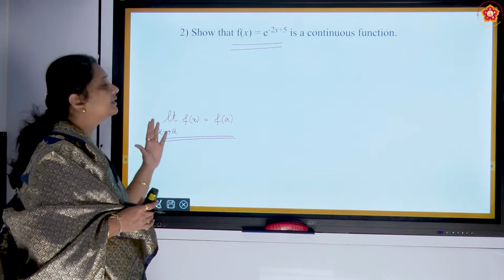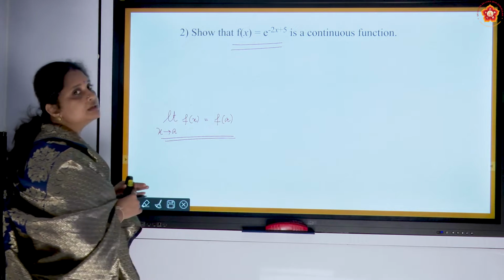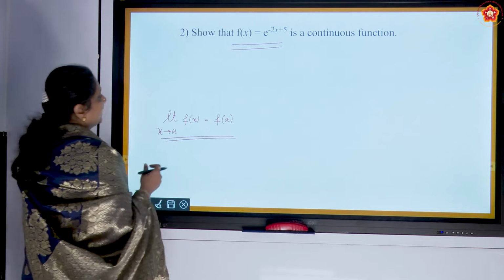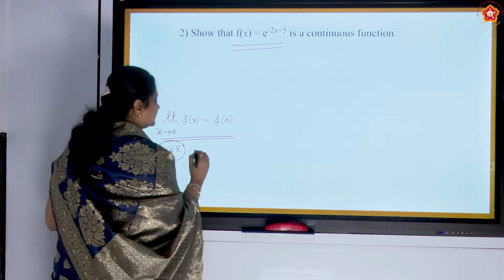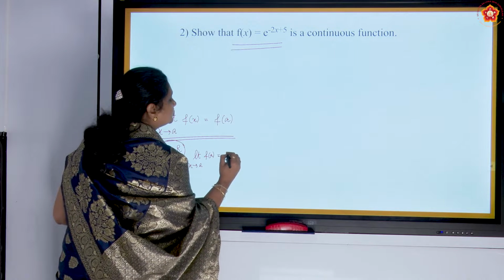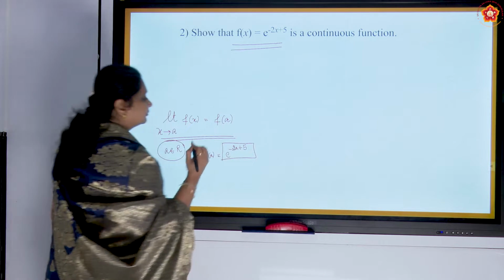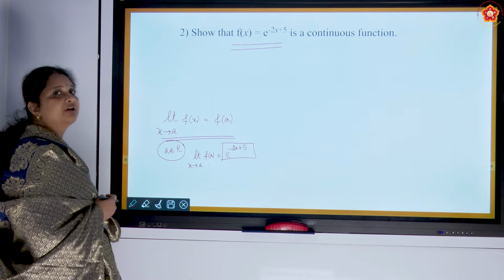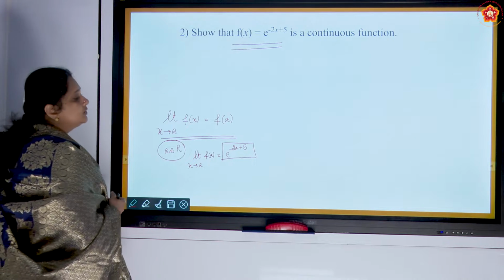So we need to check the entire real number system whether this is continuous or is it not continuous at any point, any value. Let's see. Now let's take our a in R and observe the function. Now limit x tending to a, f of a is going to be e power minus 2a plus 5. So this definitely exists, it's a real number. Exponential functions are defined in the entire real number system. All exponential functions are always positive. So we have got this.